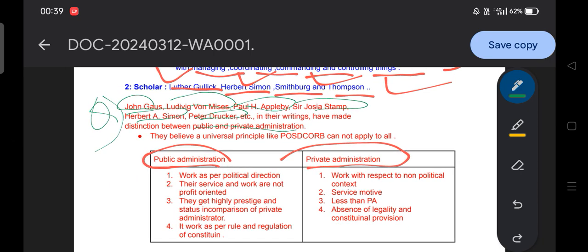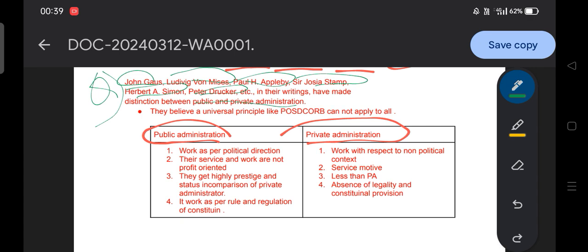So let's understand the difference between public and private administration. Public administration works as per political directions. For example, bureaucrats, the IAS officers and IPS officers, work according to the direction of the MLA and MP. That is how political directions work. But private administration works in a non-political context, so the nature of their work has no political nature.